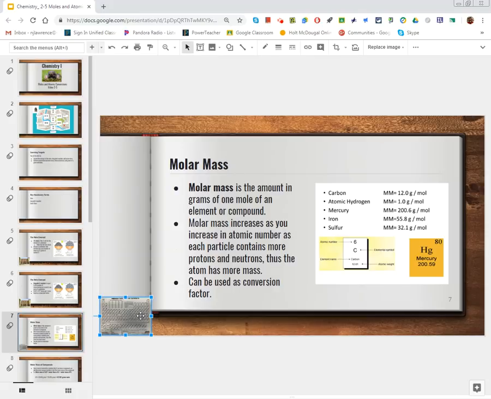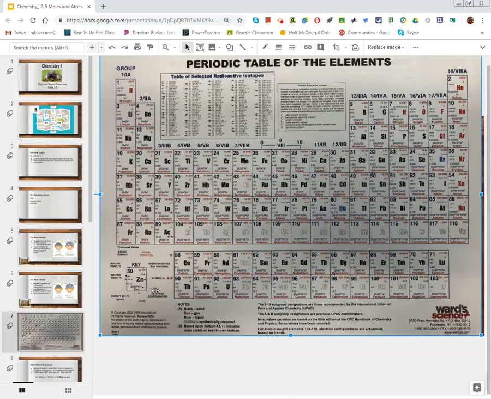So let me show you where that's at. If you look at your periodic table here, in the bottom left corner, you're going to find what's called the atomic weight, that red number. That red number is going to be the molar mass, or the atomic mass, depending on how you want to look at it.